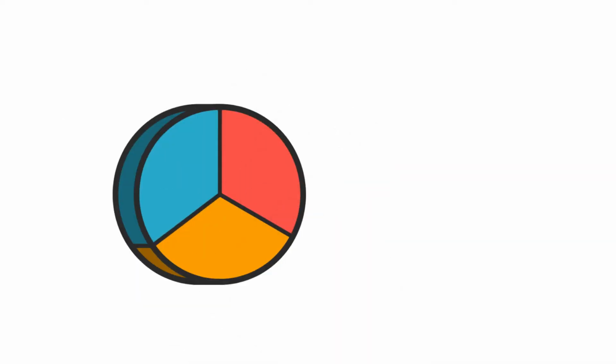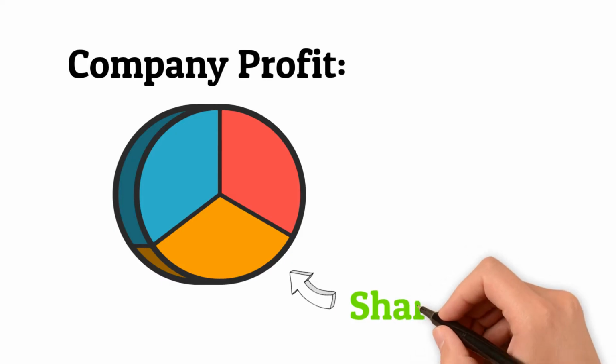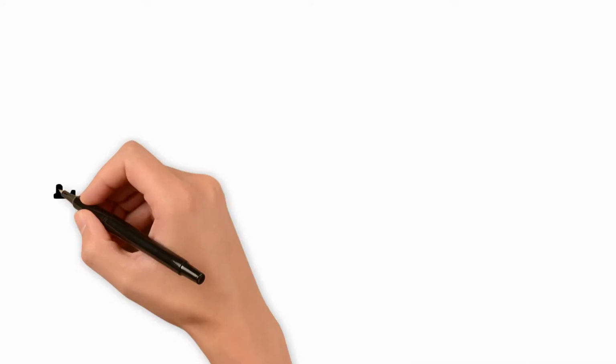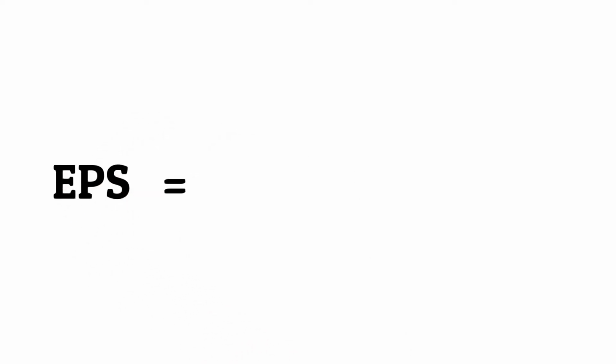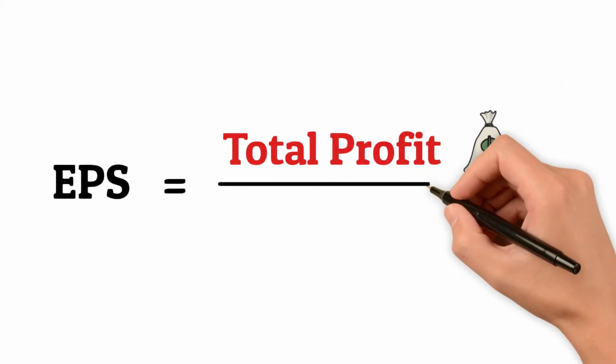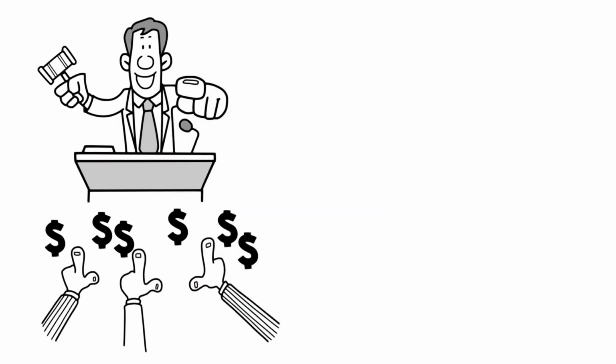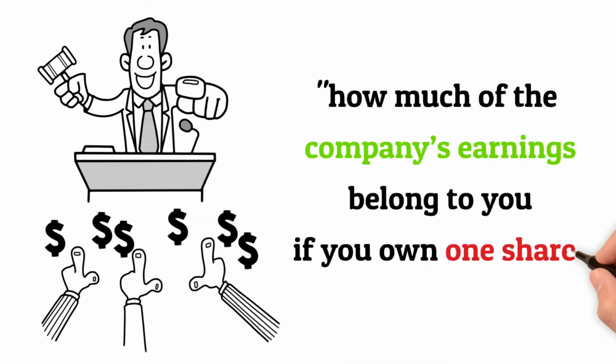But basically, the EPS is a simple way to measure how much profit a company makes for each share of its stock. It's calculated by taking the company's total profit, after taxes and expenses, and dividing it by the number of shares that investors own. So this tells you how much of the company's earnings belong to you if you own one share. Back to the PE ratio.